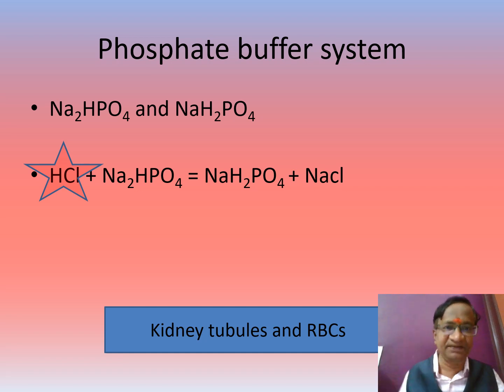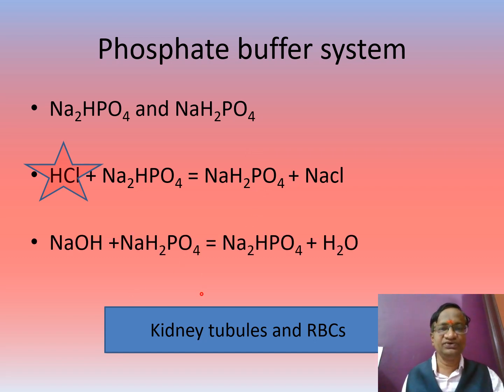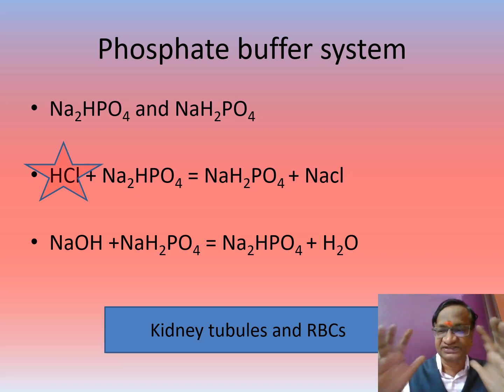Now we will go to the phosphate buffer system. This is disodium hydrogen phosphate and sodium dihydrogen phosphate. One is a weak acid, and this is a weak base. Now you add hydrochloric acid, the strong acid, and it becomes a weak acid. This happens in kidney tubules and RBCs. Now you see, if you add a strong alkali, it becomes a weak one. So disodium hydrogen phosphate and sodium dihydrogen phosphate, a weak acid and alkali, all this becomes a phosphate buffer system.